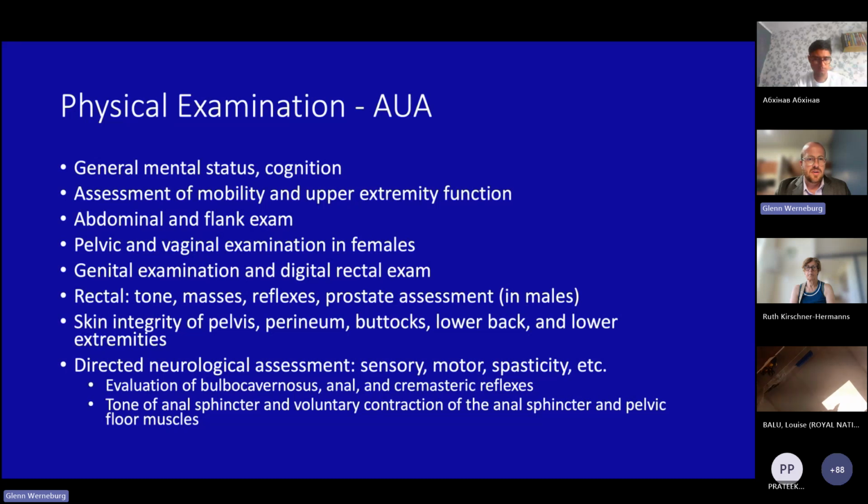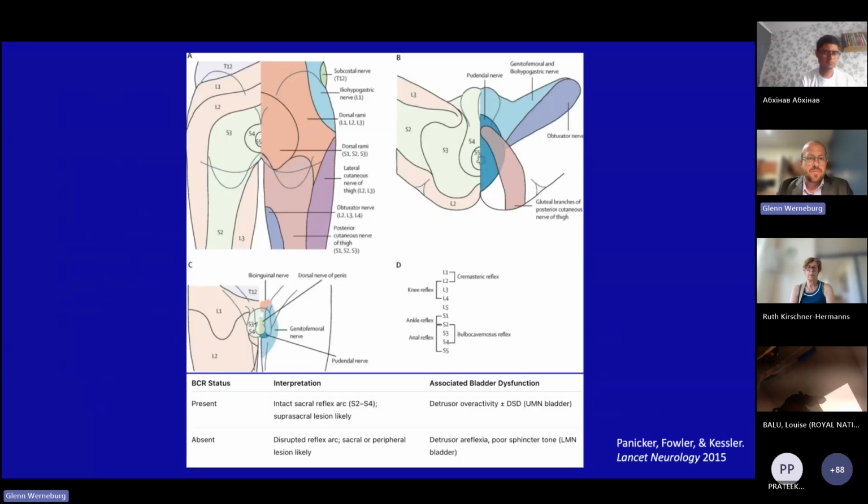You can also assess the tone of their anal sphincter and the voluntary contraction of their anal sphincter and pelvic floor muscles. Basically, assessing the reflex gives you a sense of whether their lesion is an upper motor neuron lesion or a lower motor neuron lesion. Probably you heard a little bit more about this from Dr. Paniker earlier in the course, but these are things we can keep in mind. Also, this targeted exam can give us a sense of where the lesion is and help us localize it. On the urology side, often the lesion has been localized already.